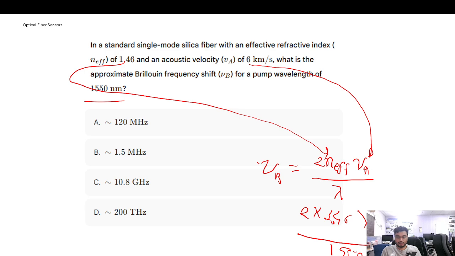Anything I'm missing? Minus 9 here. So it's coming almost 11 gigahertz. Option C, yeah. So it's coming approximately in gigahertz.